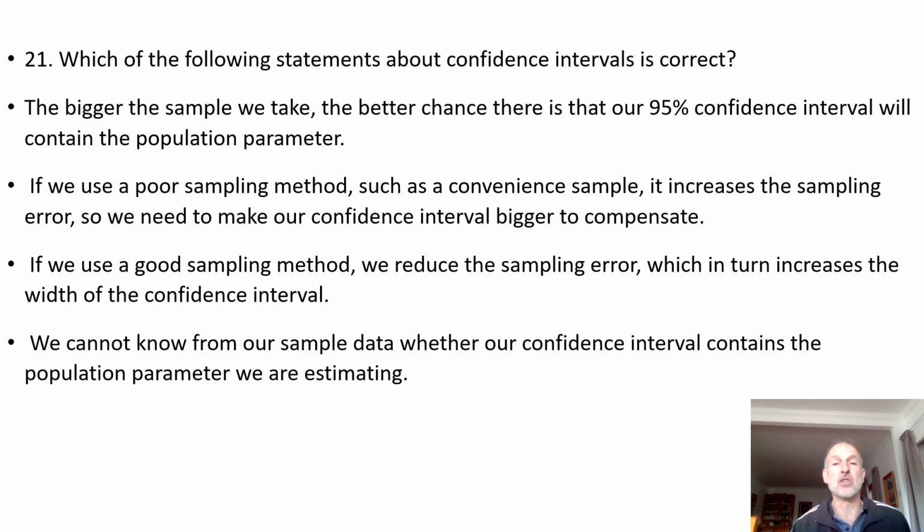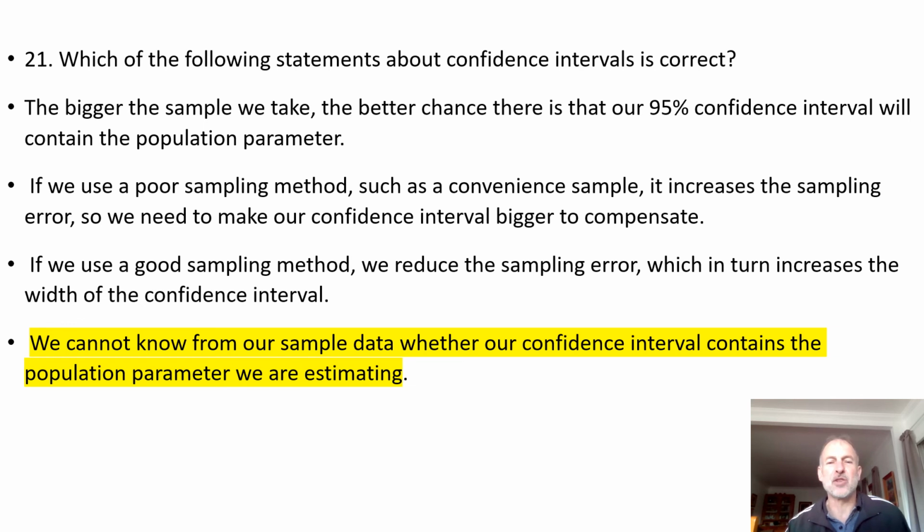So which of the following statements about confidence intervals is correct? People, the last one is correct because we cannot know from our sample data whether our confidence interval contains the population parameter we are estimating. We can never be 100% sure. So if you looked at some of the other options, if we use a poor sampling method such as convenience sampling, it increases the sampling error? No, it's increasing the non-sampling error. By now, you're supposed to know this, really.